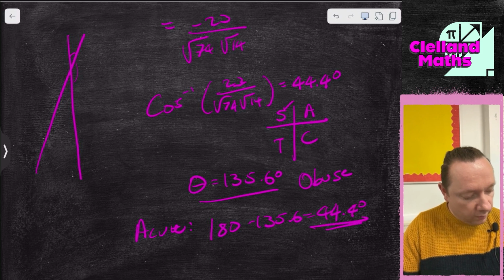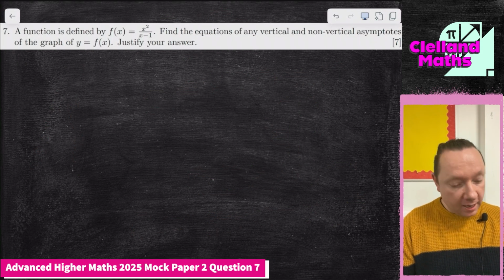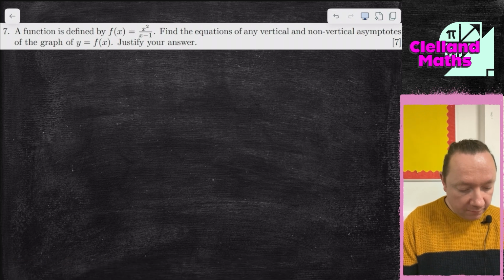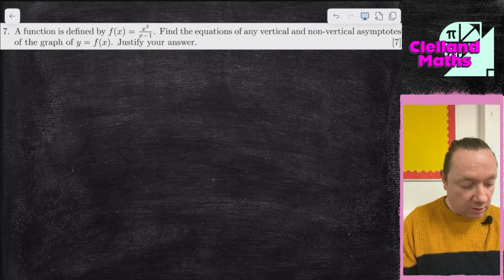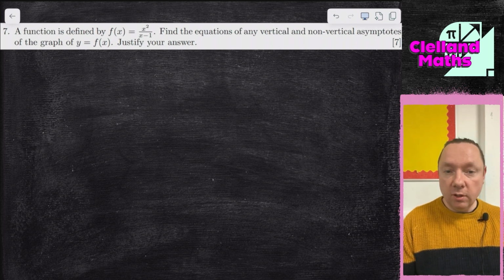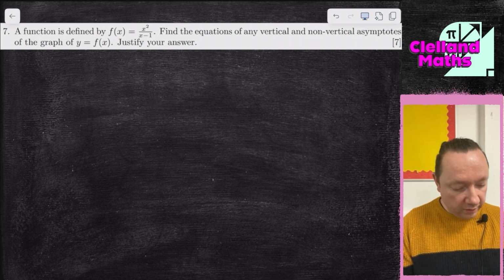But I just thought I would show that. Advanced Higher Maths 2025 mock paper 2, question 7. A function is defined as f of x is x squared over x minus 1. Find the equations of vertical and non-vertical asymptotes and justify your answer. Okay, so let's look at our vertical and non-vertical asymptotes.